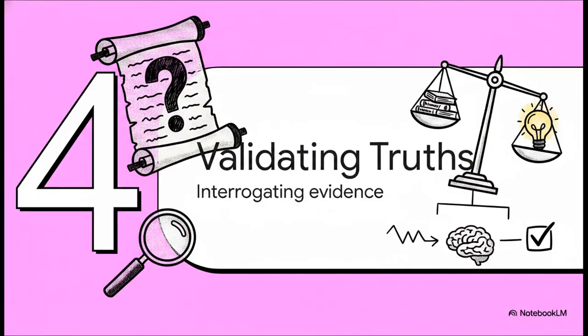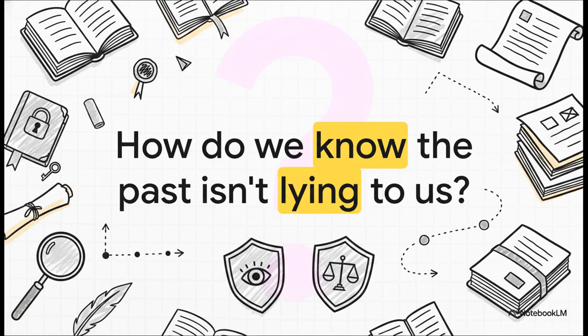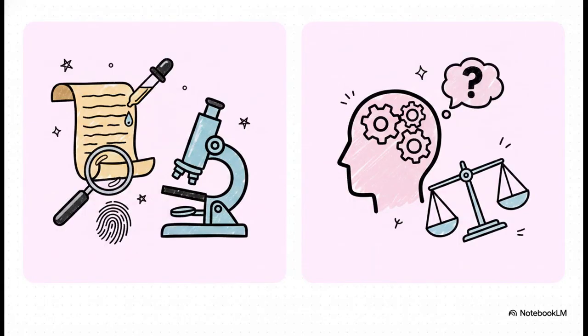Section 4. Validating historical truths. Interrogating the evidence. Okay, this is the ultimate detective question, right? How do we know the past isn't just flat out lying to us? I mean, how do we know a diary wasn't completely forged, or an official record wasn't entirely biased? Well, researchers answer this by using two highly rigorous forms of historical criticism to test literally every single document before they accept it as fact. The trick lies in separating the physical authenticity of the object itself, which we call external criticism, from the truthful context of its words, which is internal criticism.